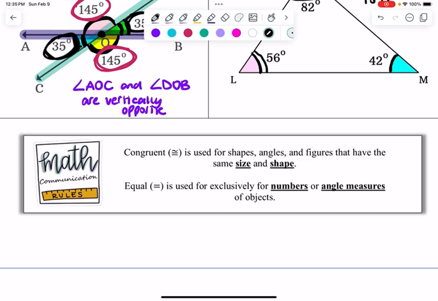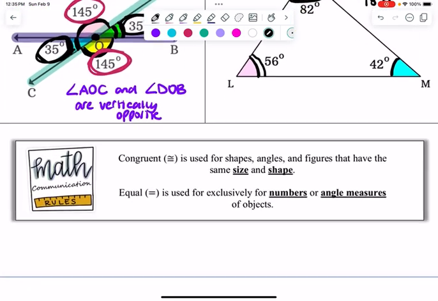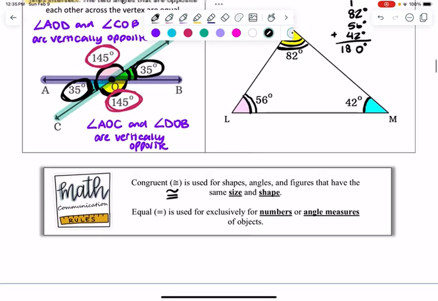Equal is a symbol we use when we're talking specifically about numbers or angle measurements or anything that has numbers involved with it. So when I take a look at this, congruent and equal mean very similar things, but have kind of different niche uses. So congruent is like an equal sign with a single squiggle on top. I'm going to use that when I'm talking about angles.